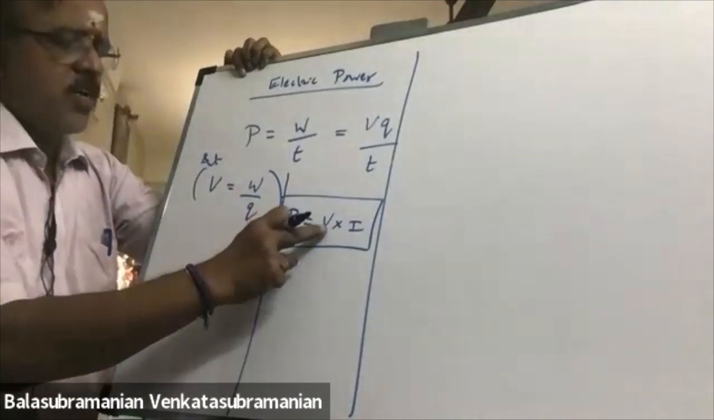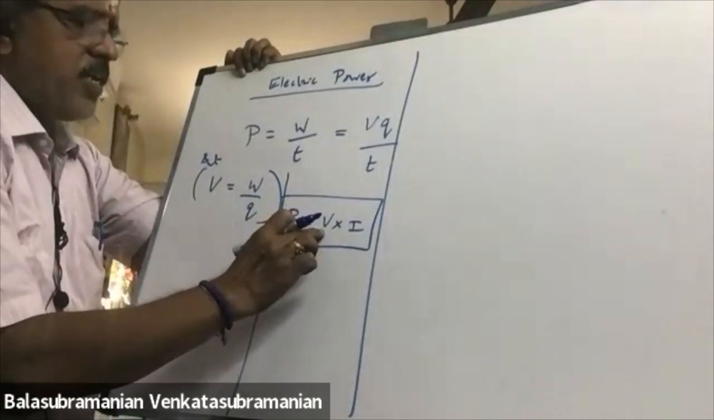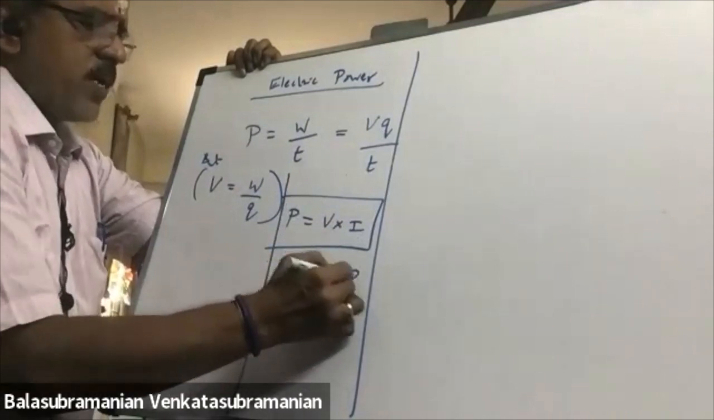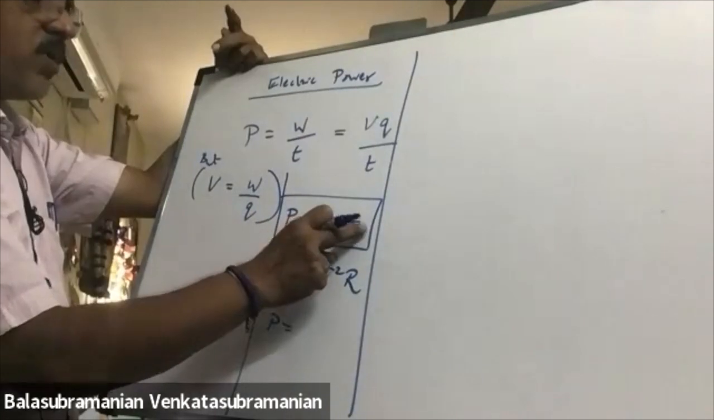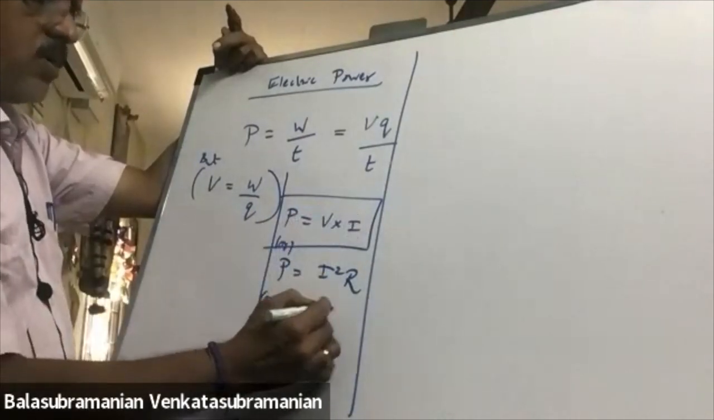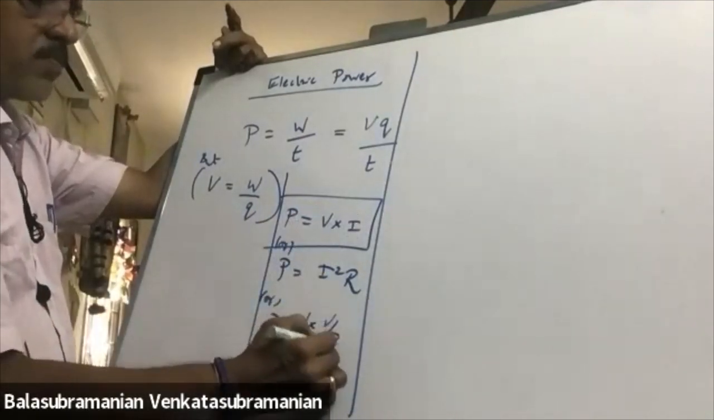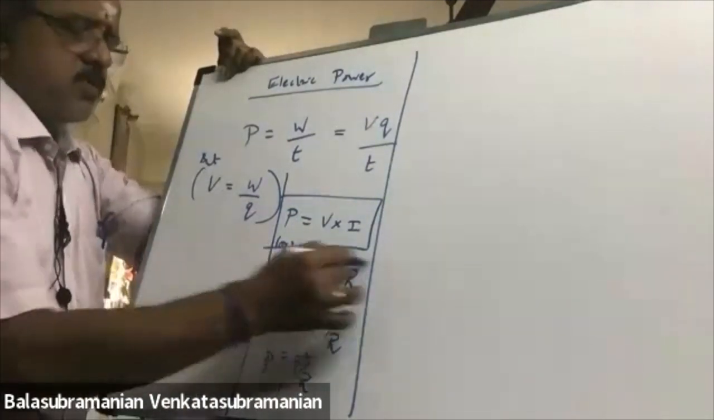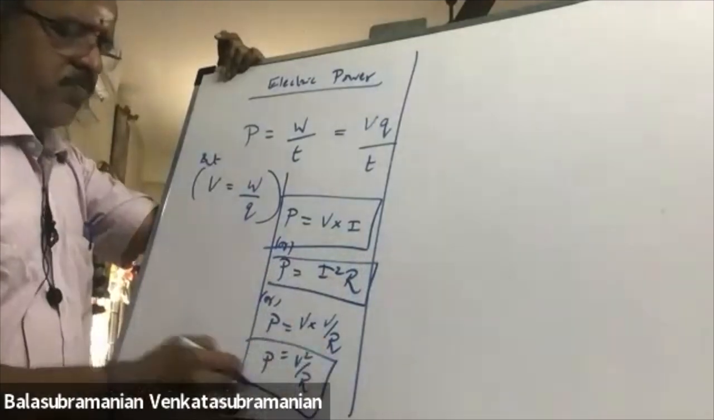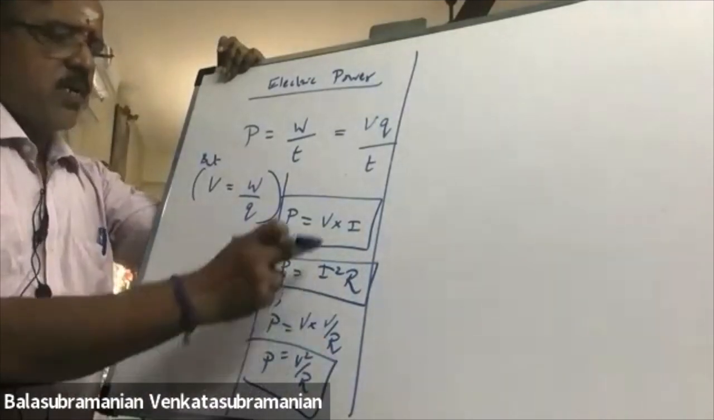Ohm's law, V is equal to IR. So I can write IR into I, I square R. No, sir, V I want. So I is equal to V by R, so V square by R. So I square R, V square by R, V into I.